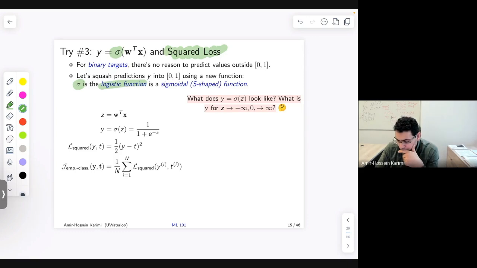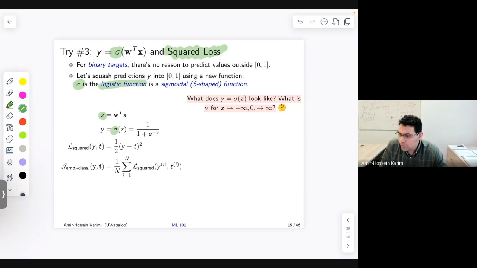And this is a sigmoidal or an S-shaped function. So what does that model now look like? Again, as before, we have our intermediary variable. It's just Z is equal to W transpose X. Now, instead of saying Y is equal to sine of Z, we're saying Y is equal to sigma of Z, which is defined as 1 over 1 plus e to the power of negative Z. That's just a definition of the function. We'll see how that looks shortly.